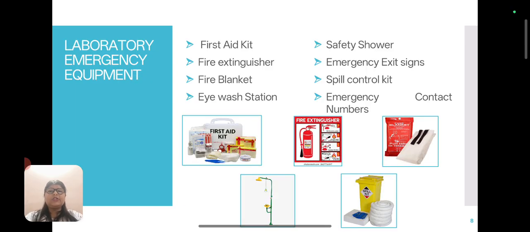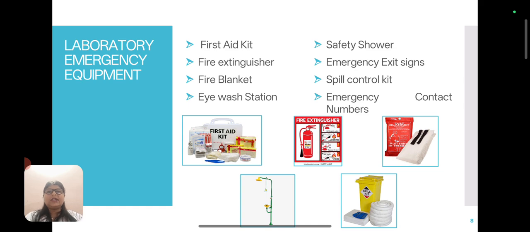Next, we will look into some of the laboratory emergency equipments which are very important and should be there in each of the scientific laboratories. So let us look at them. First is the first aid kit, which is used to give immediate treatment for minor injuries. Next is the fire extinguisher. This is used in case of a fire and it's used to put out small fires. Next is the fire blanket. It helps extinguish flames on a person or helps to control a small fire.